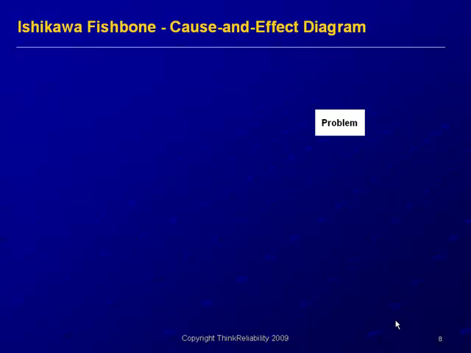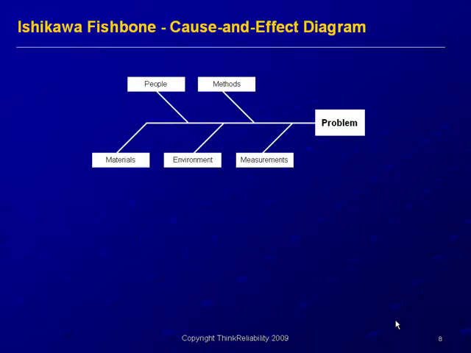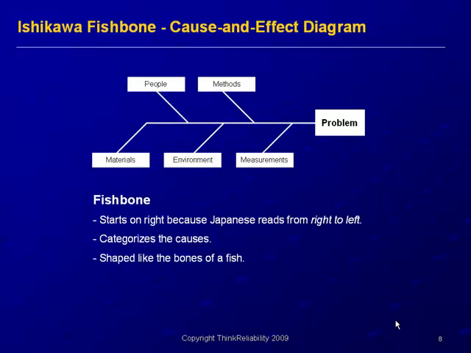The Fishbone is a very popular tool. It starts with the problem on the right and it builds to the left in terms of causes of the problem. It categorizes the causes, and the point that I wanted to make is it was developed by Ishikawa. He was one of the first people to visually lay out cause and effect on a diagram. It starts on the right because Japanese reads from right to left.